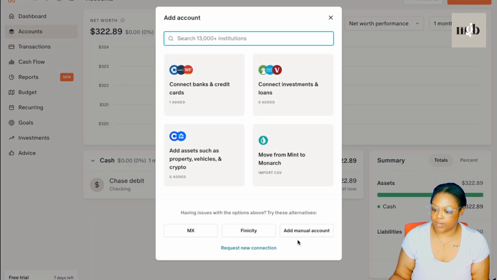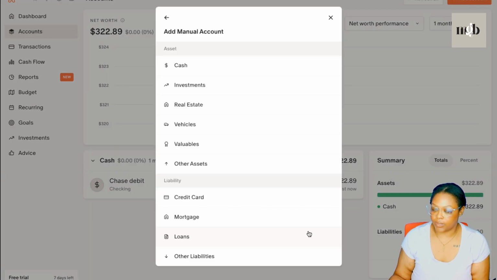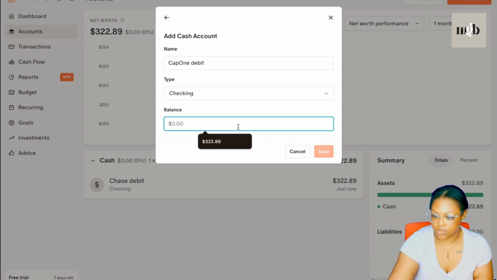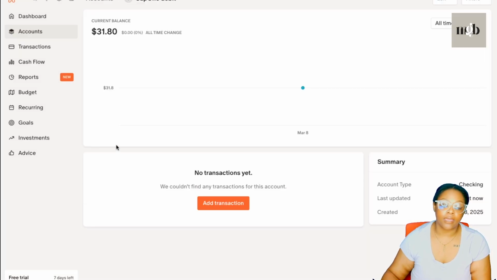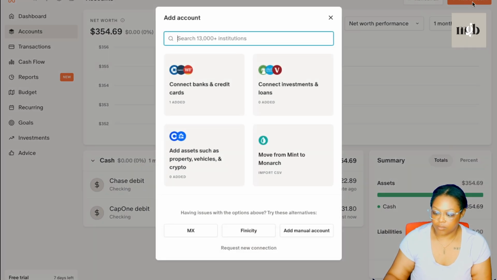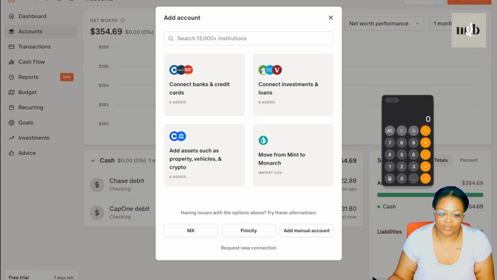And then let's add another account. Let's add a credit card. Wait, I have another debit. It's $31.80. That's the account I use mostly for my bills, like my mortgage and things like that. So that account does get pretty low every month. While I'm in this Capital One app, it's all over here.